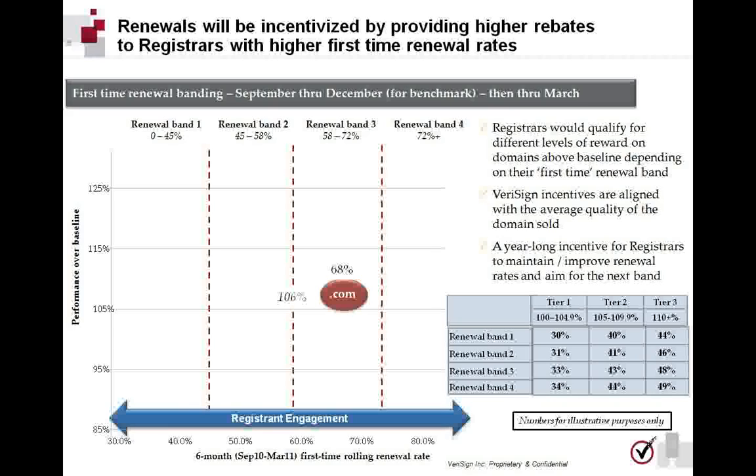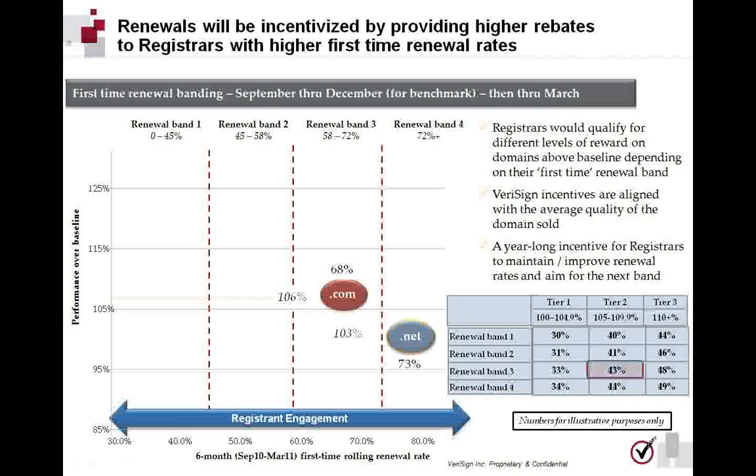So let's look at a couple of examples. If you have a .com first-time renewal rate of 106% over your baseline and your first-time renewal rate is 68%, then you'll see that your rebate credit per unit is 43% for .com.